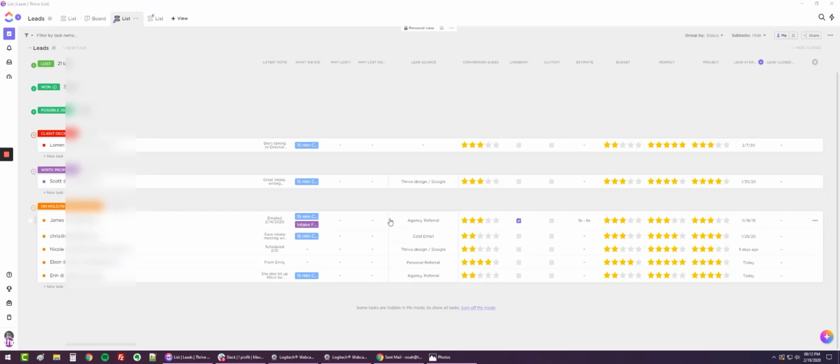So with all this talk about ClickUp, I use it for my project management, but I'm also using it for my lead tracking. So these are leads that I'm working on right now, and I always make a note of their budget, respect, and project. That's the 15 points available on the client scorecard from the blueprint.